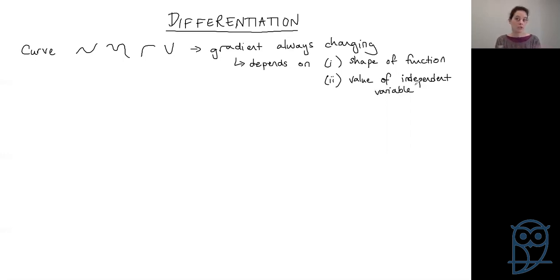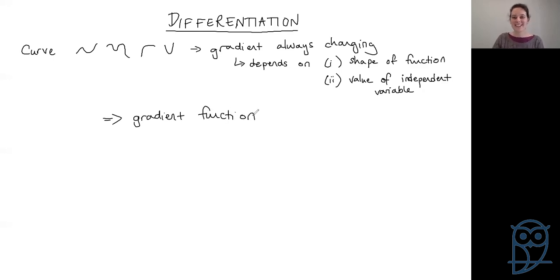So if we can find some way to combine these two together, then we can actually look at the gradient of our curve. And that is what differentiation does. Differentiation says, okay, let's look at the function of our curve and relate that to the function of our gradient. So we are developing a function to understand our gradient, because then we can put in different values of that independent variable and understand what the gradient is at that point. At that value of the independent variable, this is what the gradient is. So we are developing a gradient function.